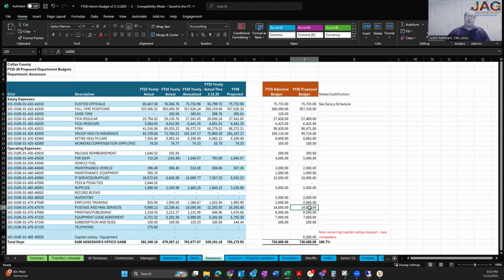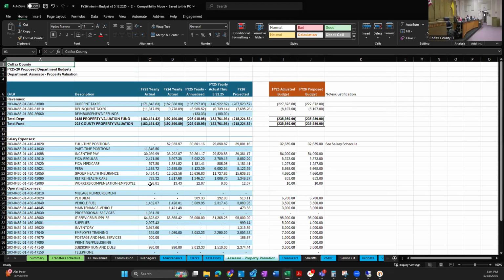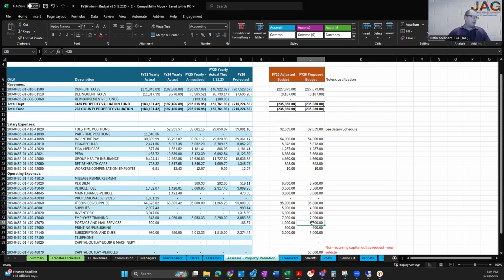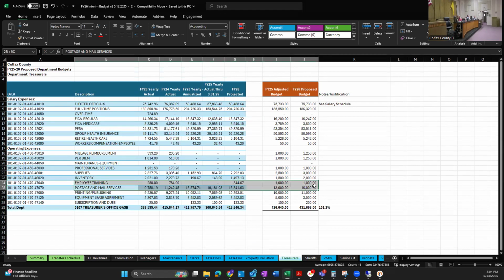They're flat. The prior year was like 15.5 on it. Is there any in the property valuation fund? Not really. Not a lot. We do 12. And the treasurers has mailings and so does solid waste. The jail? 30.